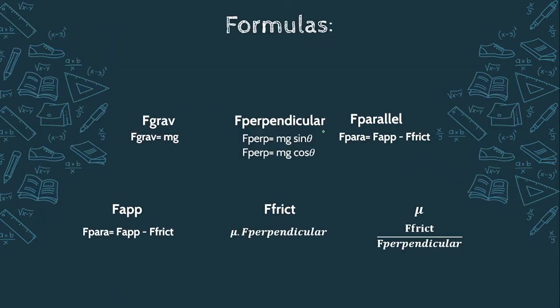As you can see, there are some formulas that you are familiar with based on the previous video that you've watched, in which F grav, F app, F fric, and the coefficient of friction are still present. F grav's formula is F grav equals m times g, or mass times gravity. F perpendicular is equal to mg sin theta, and F perp equals mg cos theta.